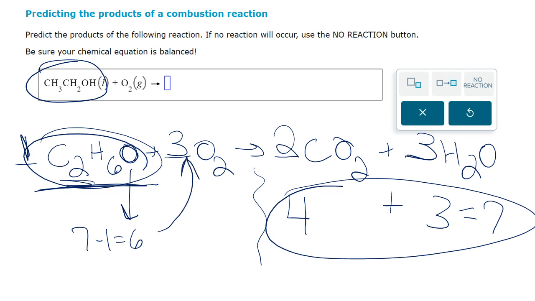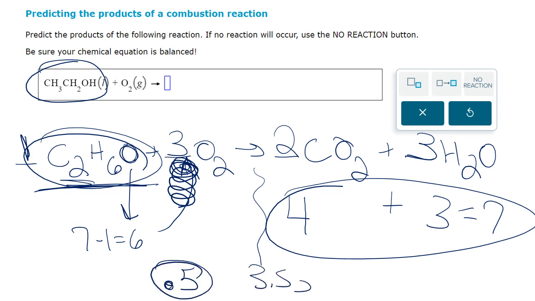Keep in mind, if we have to put a fraction where that 3 is, it's always going to be a 0.5. So 3.5, 4.5, and just multiply it by 2.